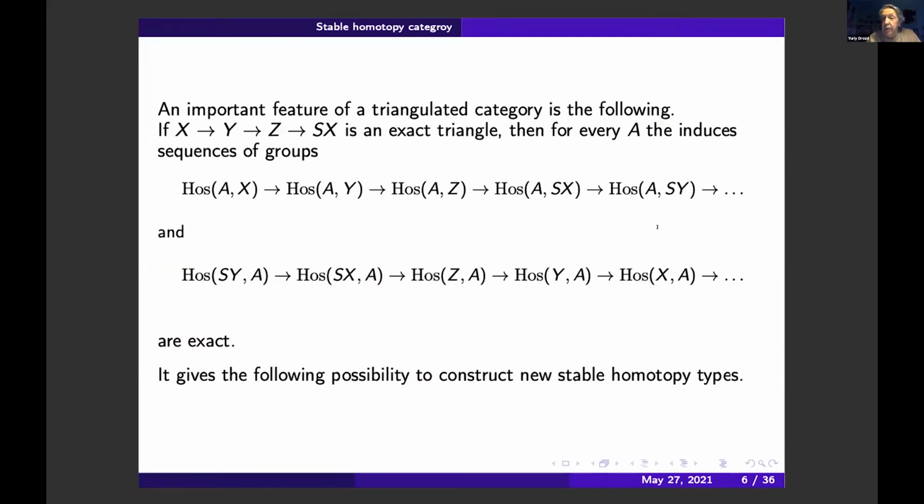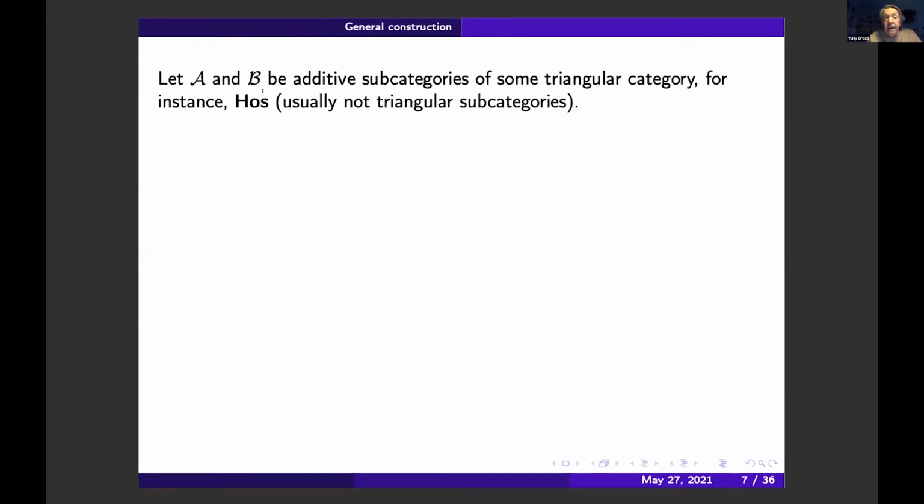An important feature of a triangulated category is the following. If we have an exact triangle, then for every object A, there are exact sequences of groups like this, which are infinite. And it gives the following possibility to construct new objects, or new stable homotopy types in our case.